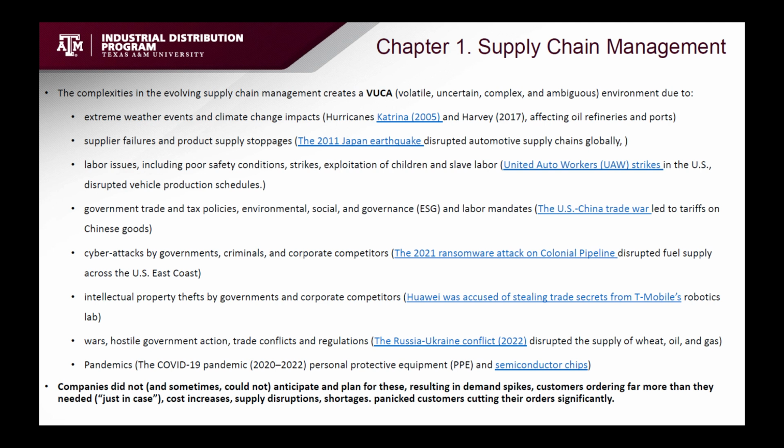The result, a cascade of bad outcomes. Demand spiked because customers panicked and ordered way more than they needed, just in case. Costs went up, supplies ran short, and then when the panic cleared, those same customers slashed their orders, leaving suppliers buried in excess inventory. That whiplash effect, we call it the bullwhip effect, and we'll study it in detail later.